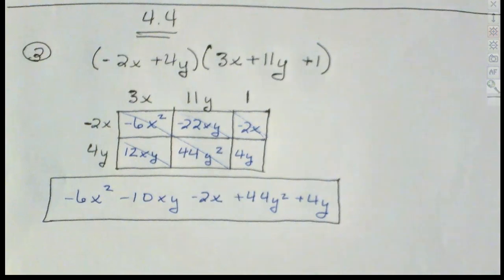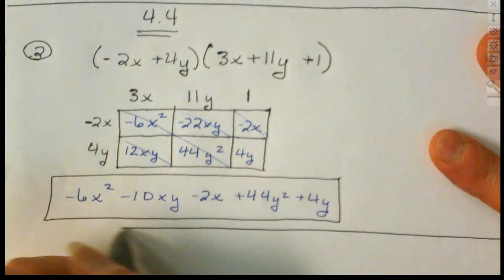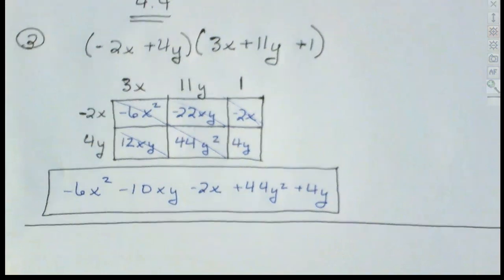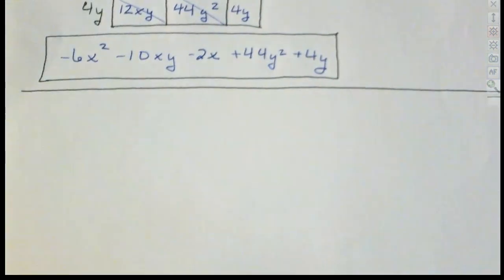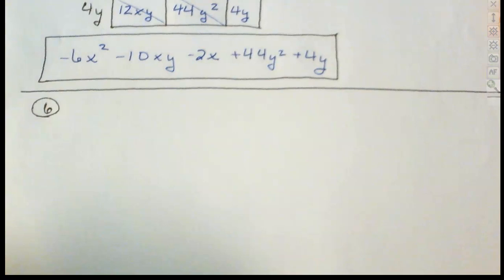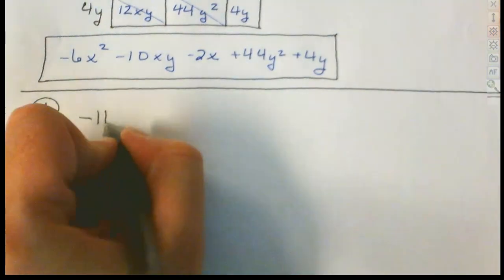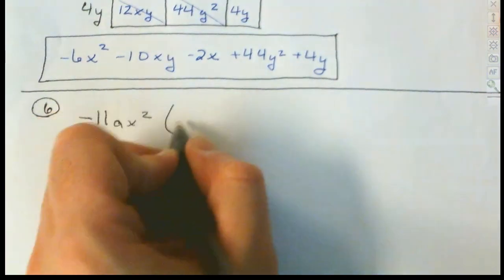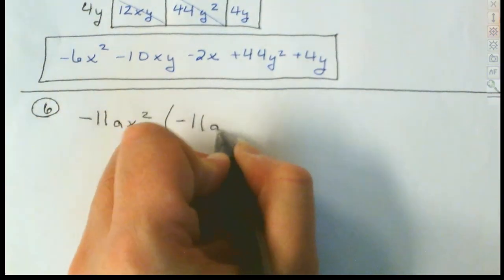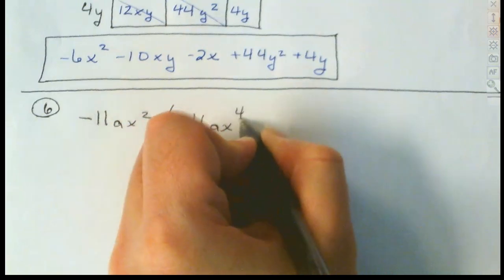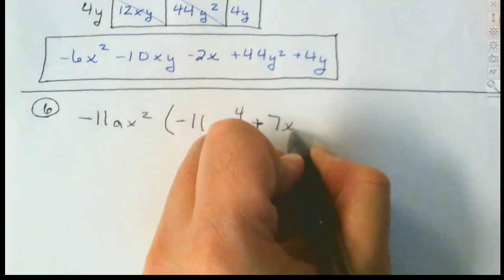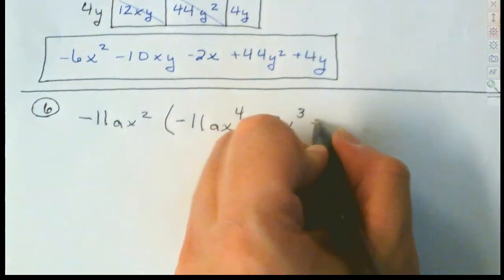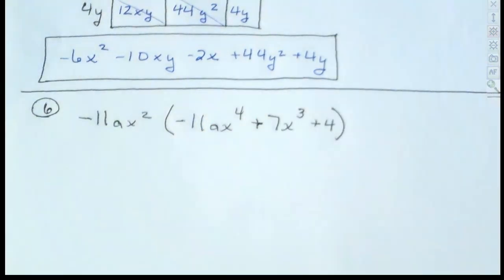Question 6. So for question 6, we've got a minus 11ax squared out in front. And then we have a minus 11ax to the 4th, a plus 7x cubed, and a plus 4. Well, we're not going to have to FOIL. We're not going to have to use the box method, right?